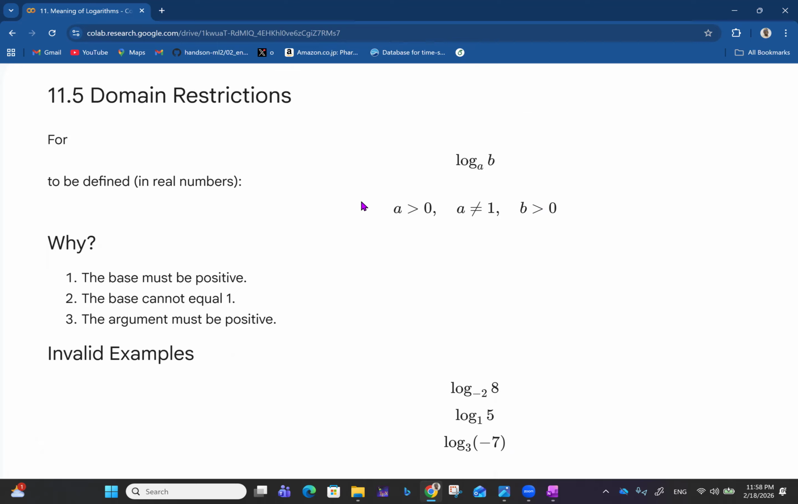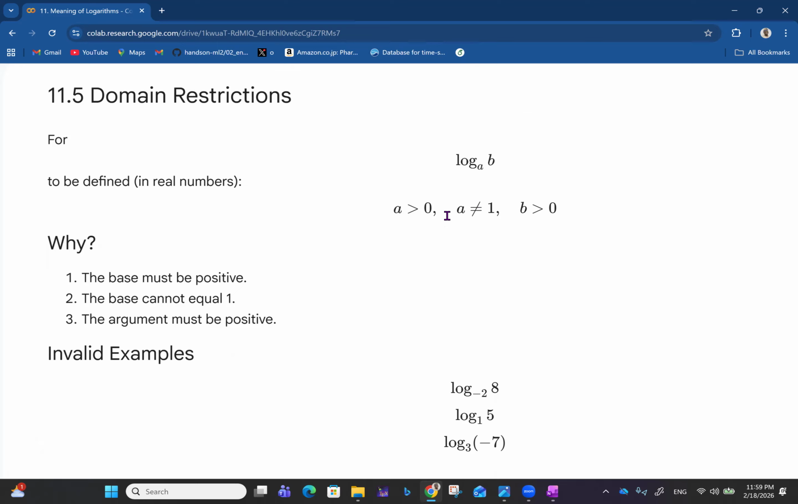So why do we have this? The base must be positive, all right, and the base cannot be equal to 1. And finally, the argument must be positive. The argument is what I call value in the other case. So invalid examples of log now. So log 8 base minus 2, this cannot work because the base has got to be positive, and minus 2 is not. Then log 5 base 1 is not possible because the base has got to be not equal to 1. Then log minus 7 to base 3 is not possible because the argument minus 7, or the value, like I said, should be positive too.